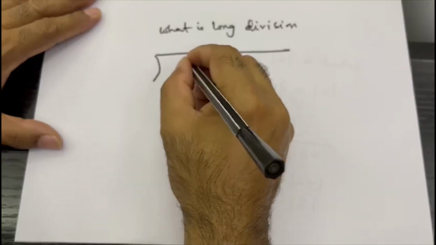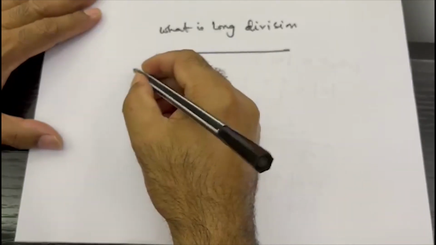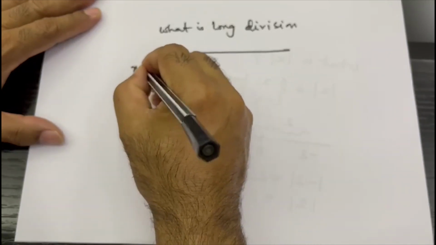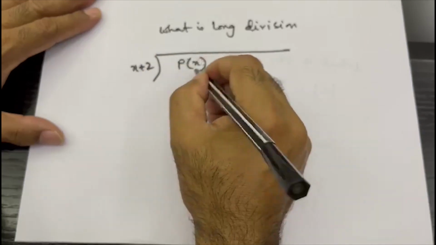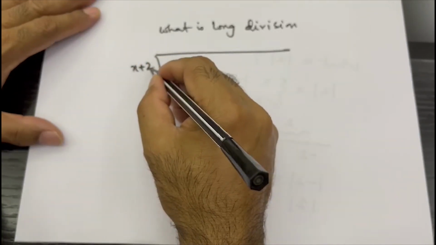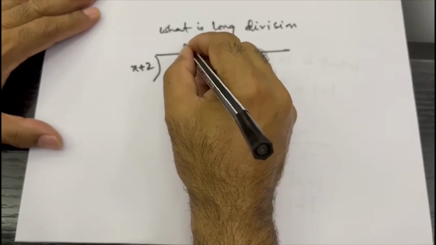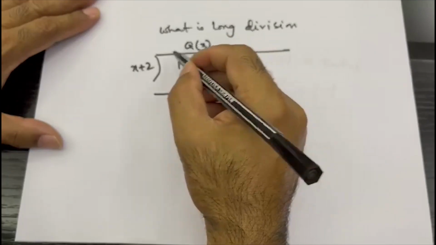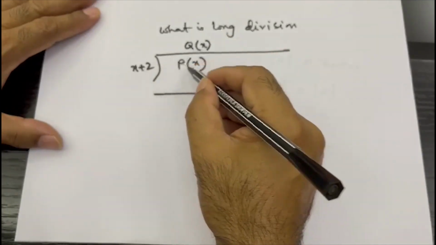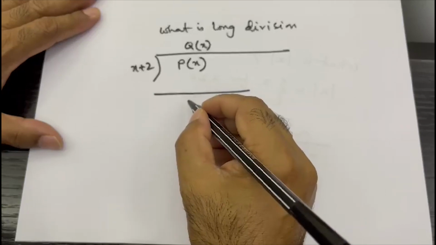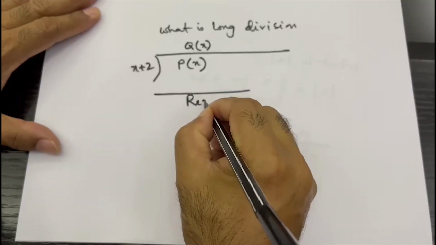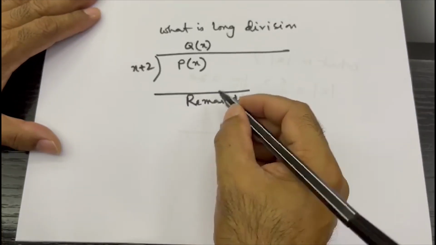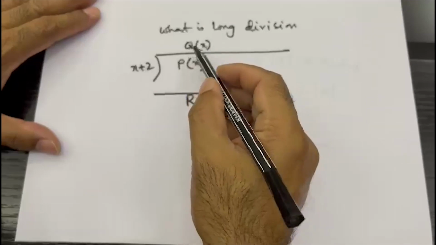Take a polynomial, say p of x, and another expression, say x plus 2. If I divide this polynomial p of x by x plus 2, the result is what we call the quotient, and after completing the long division, we may have some remainder. The remainder can be 0 if the divisor and the quotient are factors of the polynomial.